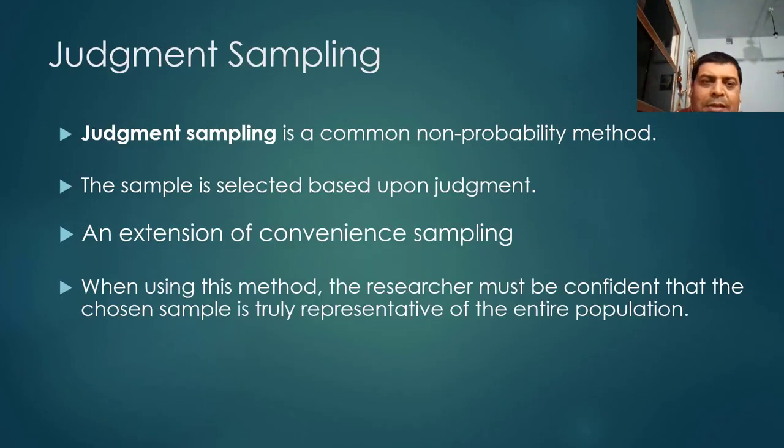The next type of non-probability sampling is judgment sampling. Now what is judgment sampling? It is the extension of convenience sampling, and as a researcher I make the judgment that these samples are true representatives of that particular population which I really want to study. So this will be judgment sampling. Judgment sampling belongs to the judgment of the researcher on the basis of research.